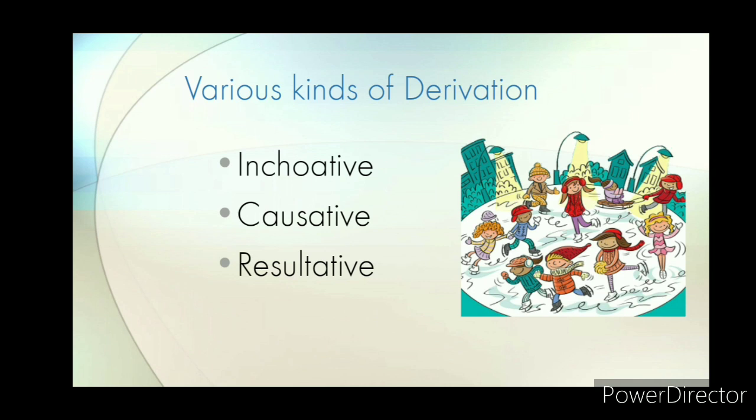It is indeed not easy to describe the differences in meaning between the derived words and their sources. So here, the semanticists invented a number of classificatory labels for the various kinds of derivation found in languages. There are three kinds of derivation found in languages, which are inchoative, causative, and resultative. I will explain about inchoative and causative.